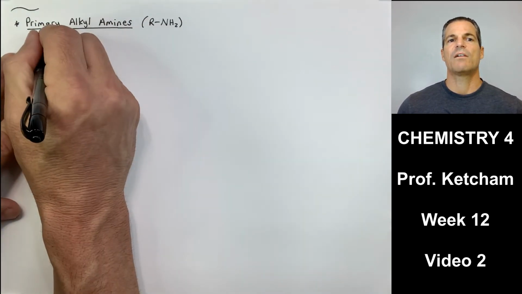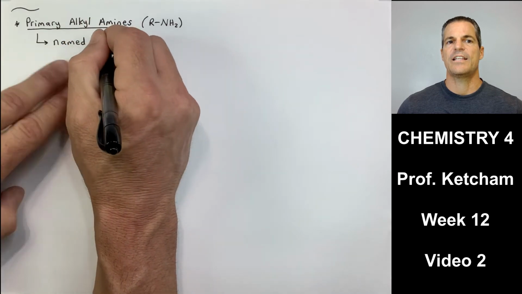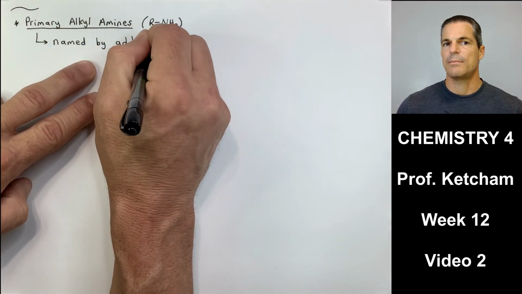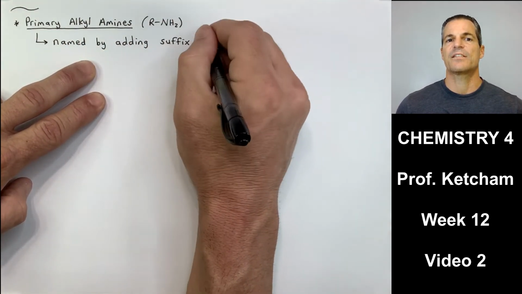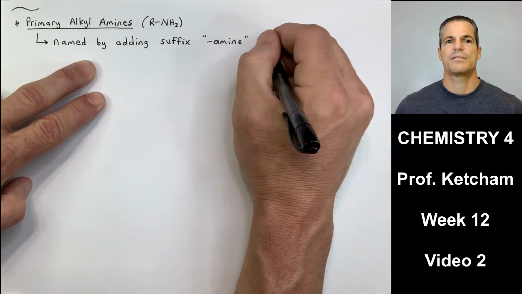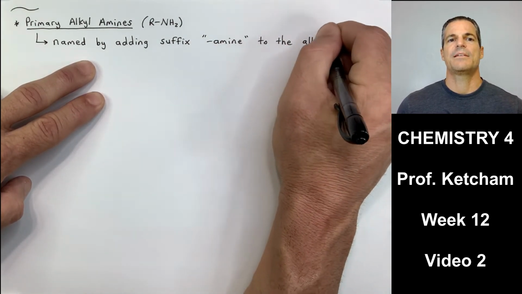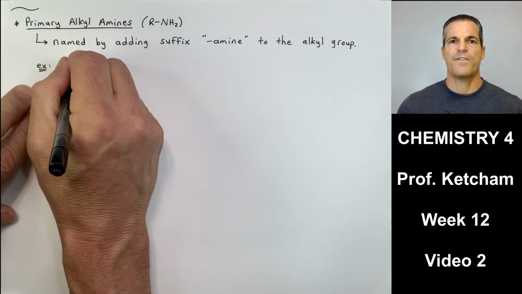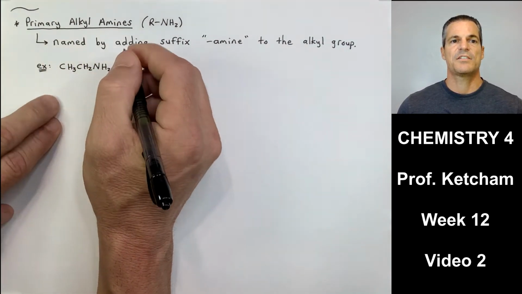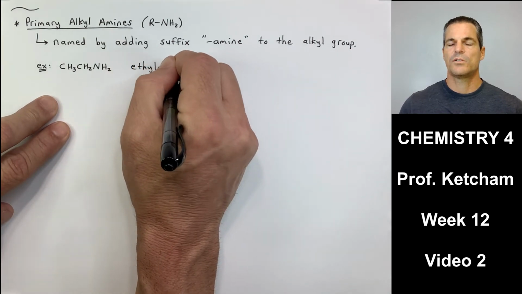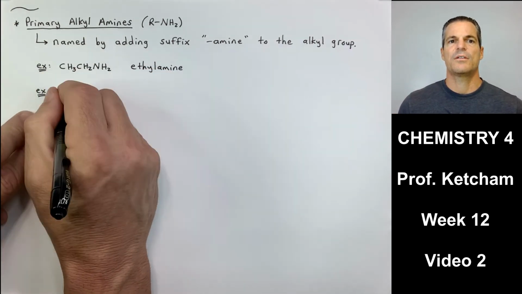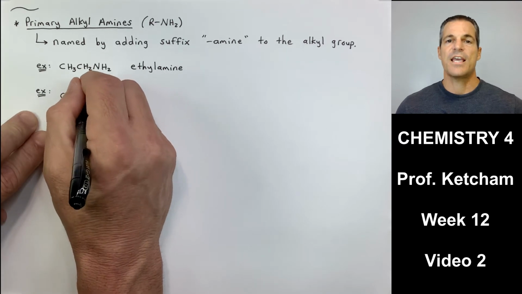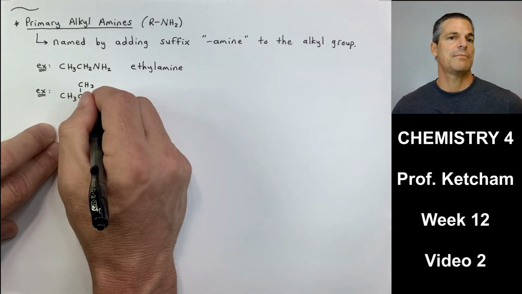So primary alkyl amines, R and H2. How are these named? Well, they're named by adding the suffix. See, I spelled suffix right this time, thankfully. They're named by adding the suffix amine to the alkyl group. So these guys are named fairly straightforwardly. This is CH3, CH2, NH2, 2 carbons, right? Ethylamine. CH3NH2 would be methylamine, by the way.